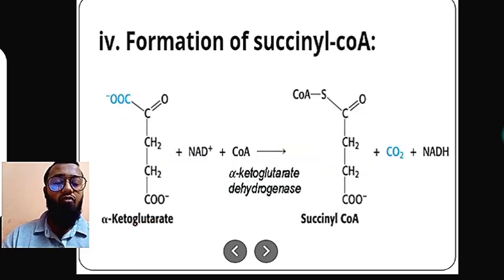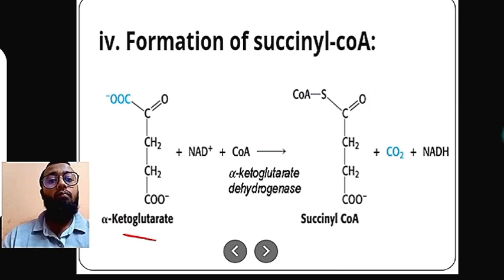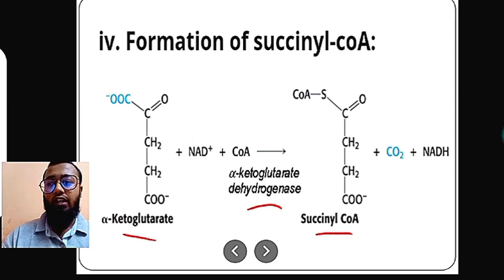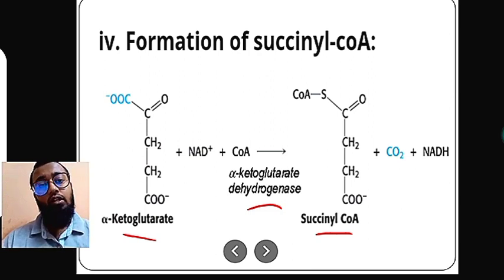The next reaction is the formation of succinyl CoA from alpha ketoglutarate. Alpha ketoglutarate reacts with the cofactors and CoA to form the succinyl CoA, and the enzyme involved is alpha ketoglutarate dehydrogenase. This is also an oxidative decarboxylation reaction, catalyzed by the alpha ketoglutarate dehydrogenase enzyme, and it is oxidized into succinyl CoA. Remember students, the end product and the enzyme involved in it.